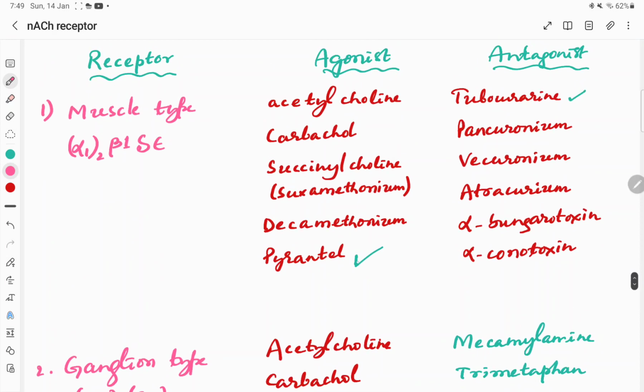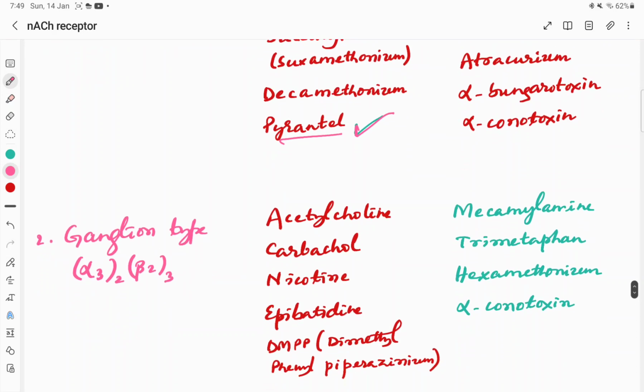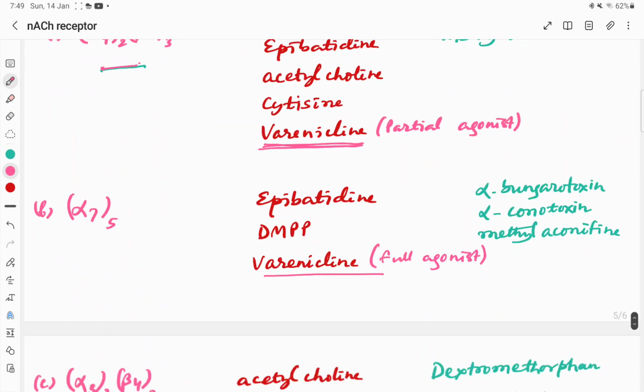Pyrantel, the anthelmintic drug, is an agonist of the muscle type alpha 1 2 beta 1 delta epsilon nicotinic acetylcholine receptor. So this is all about the nicotinic acetylcholine receptor.